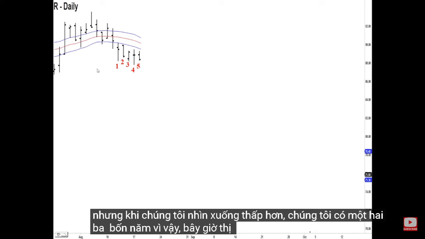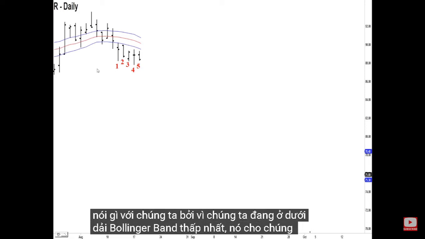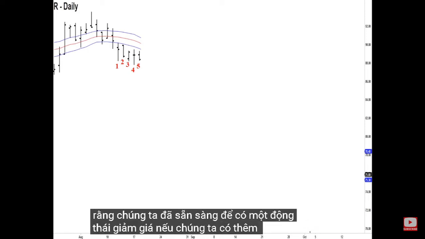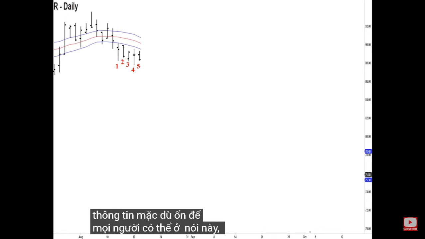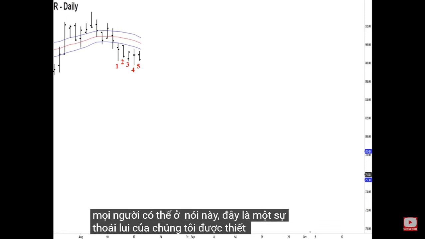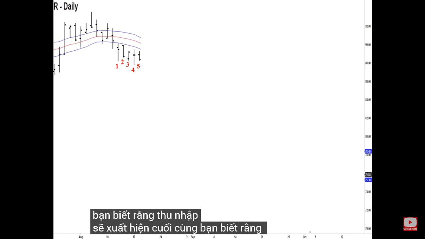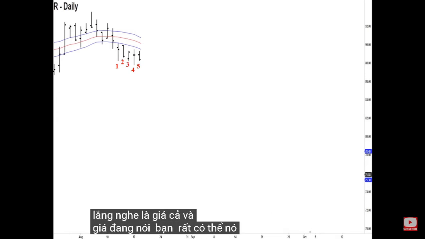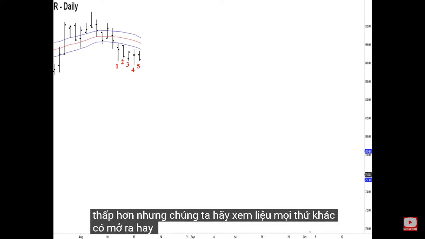So now, what's the market telling us? Because we're below the lowest Bollinger Band, it's telling us that we're getting ready to have a move to the downside if we get a little bit more information though. All right? Where people can be saying, hey, this is a pullback, R is set to go much, much higher, the earnings are going to come out. We don't listen to that. The only thing you should be listening to is the price. And the price is telling you, most likely, it's giving us clues it's going to be going lower. But let's see if everything else pans out.